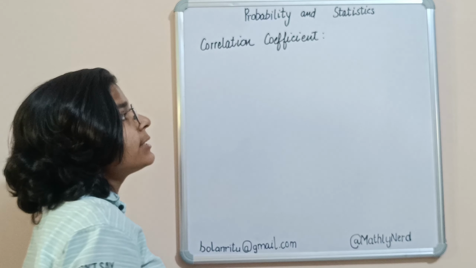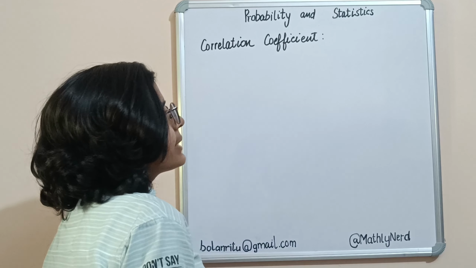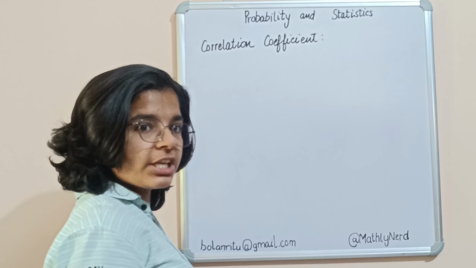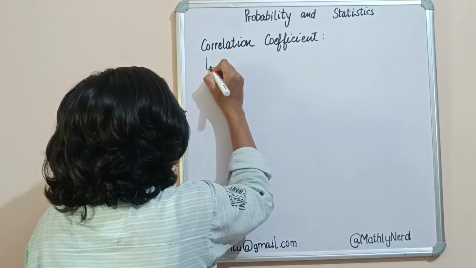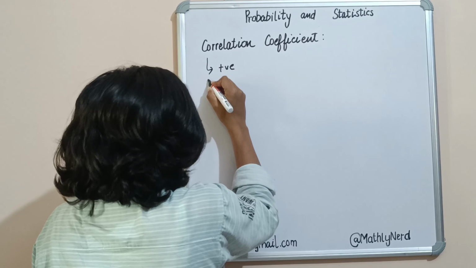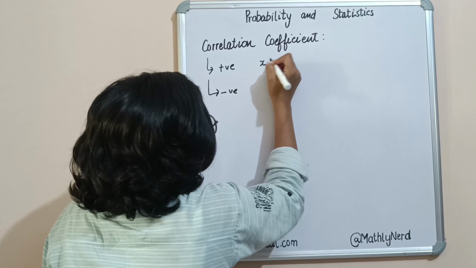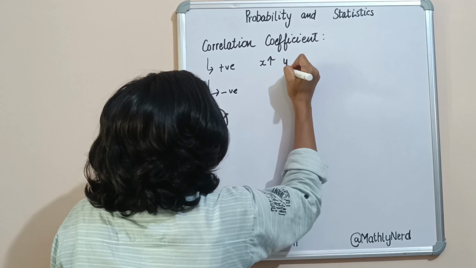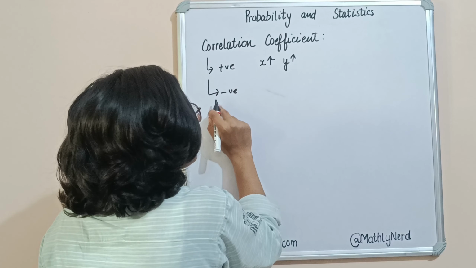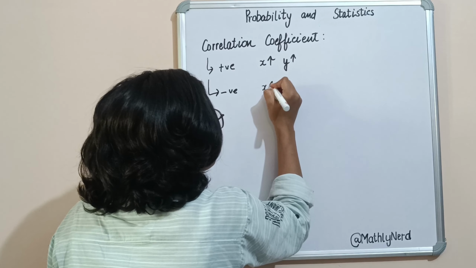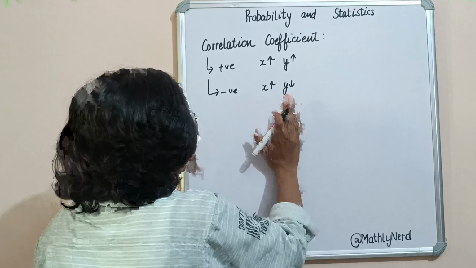Correlation coefficient is a quantitative measure of relationship between variables. It tells us about how change in one variable affects change in another variable. It is of two types, positive correlation and negative correlation. Positive correlation means if, let's say, x is increasing, then y is also increasing, or both of them are decreasing. In negative correlation, if one of the variables is increasing, then the other is decreasing, or vice versa.